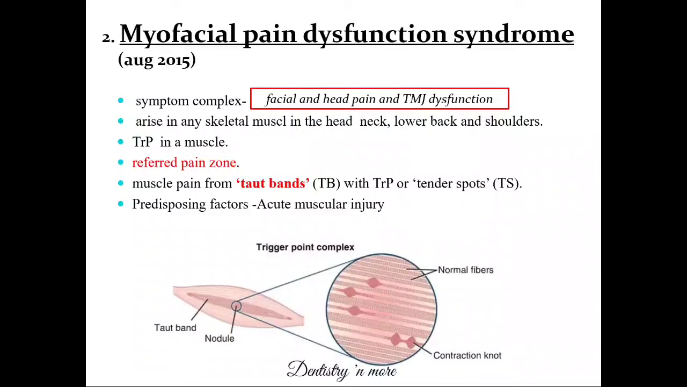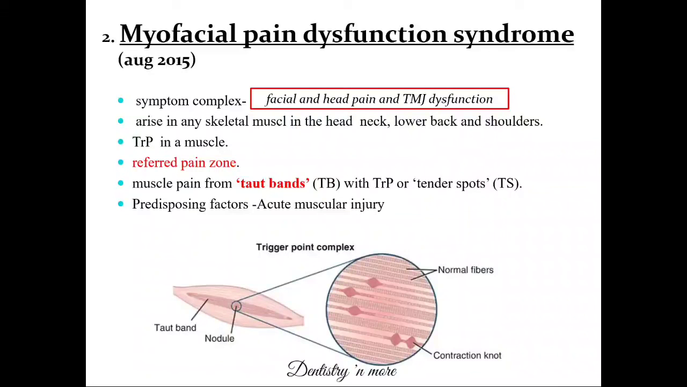Once they ask this question, you can mention the symptom complex, which is associated with facial head pain as well as TMJ dysfunction. It arises from the skeletal muscle involving the head and neck, as well as the lower back and the shoulders. There are trigger points for this syndrome, and also referred pain zones, and the muscle pains arise from taut bands with trigger points or tender spots.